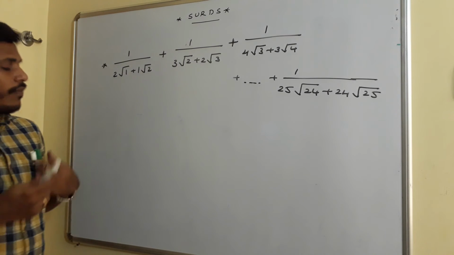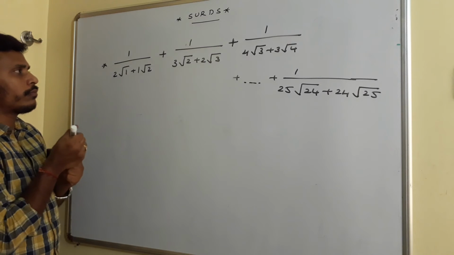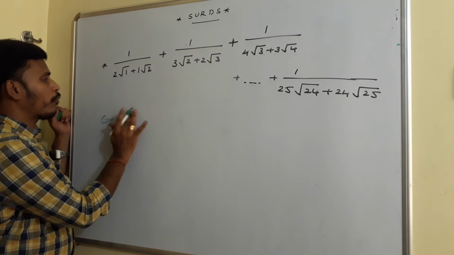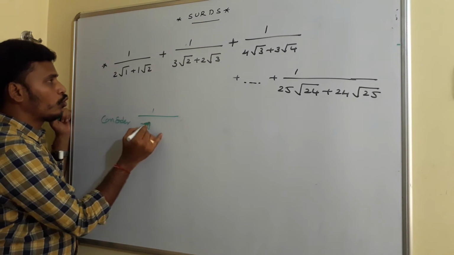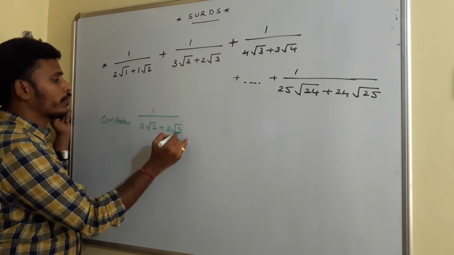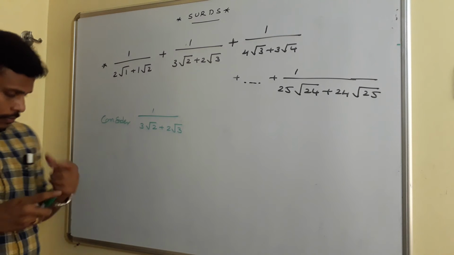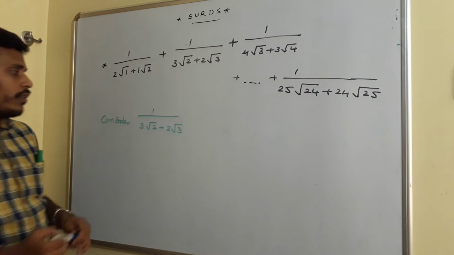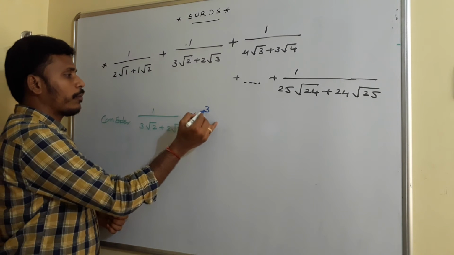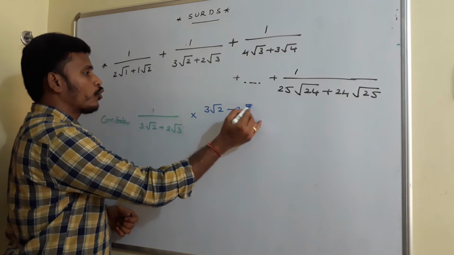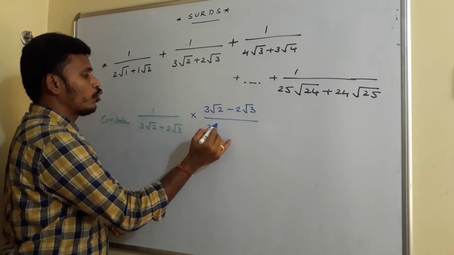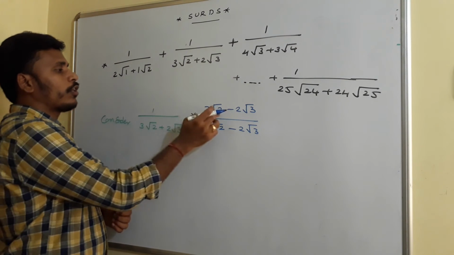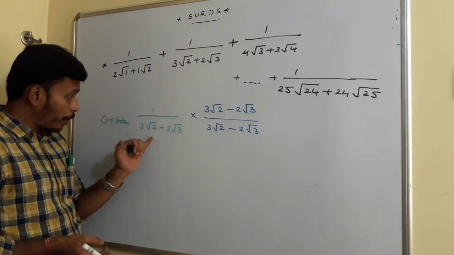So I will start with any one of the terms. You may say the second one. Consider 1 by 3 root 2 plus 2 root 3. I am starting with 1 by 3 root 2 plus 2 root 3. How to simplify this? To simplify it, you usually multiply with its rationalizing factor. You multiply with 3 root 2 minus 2 root 3 divided by 3 root 2 minus 2 root 3. If you multiply like this, the numerator is 3 root 2 minus 2 root 3. The denominator is a plus b into a minus b.